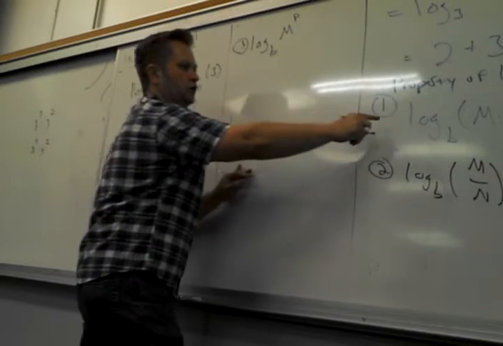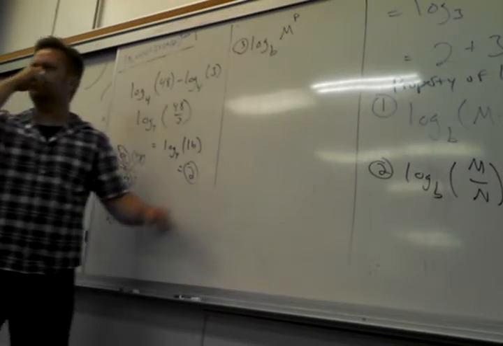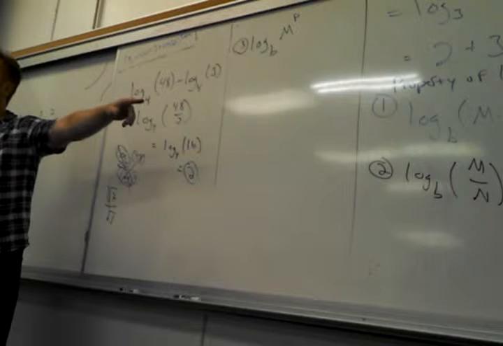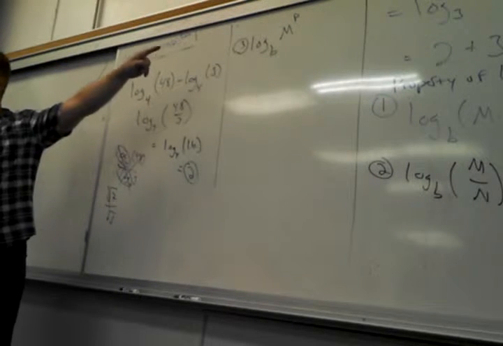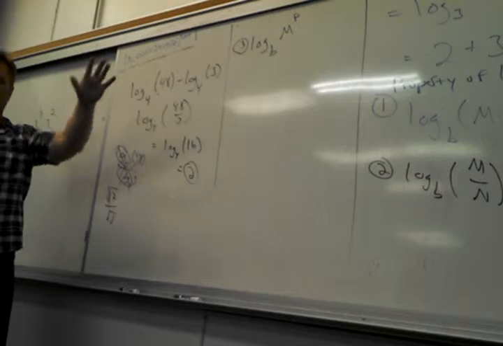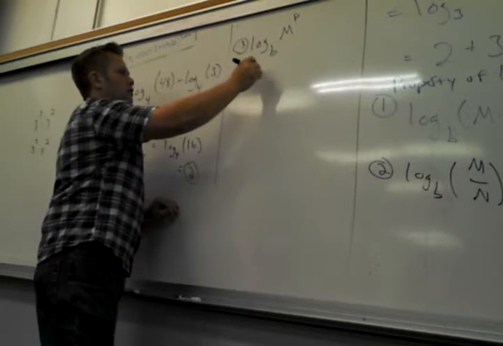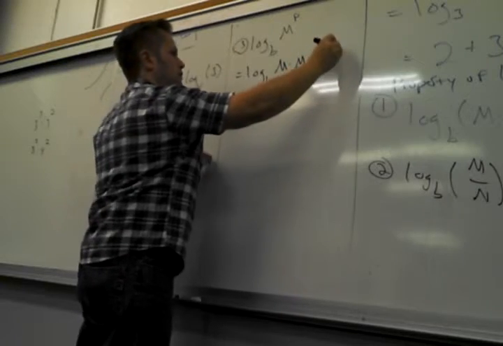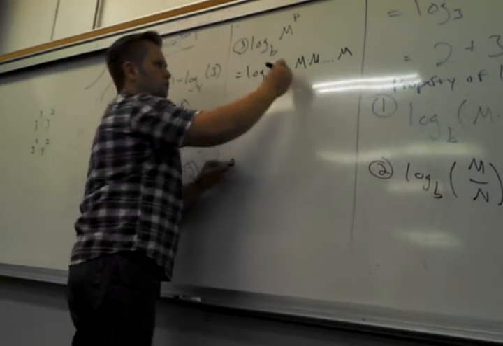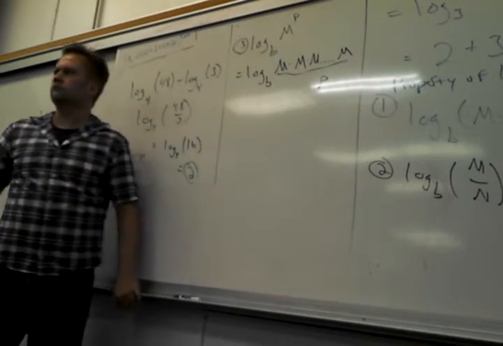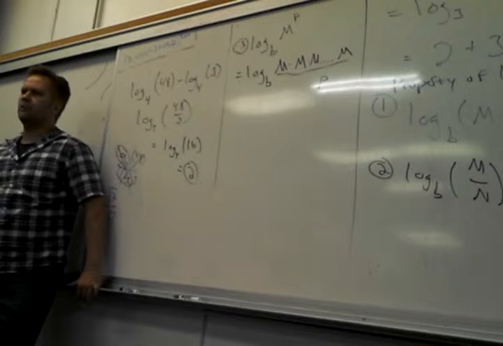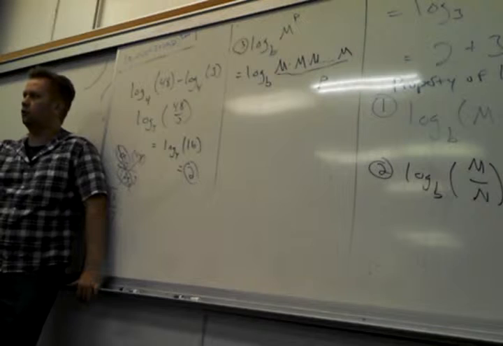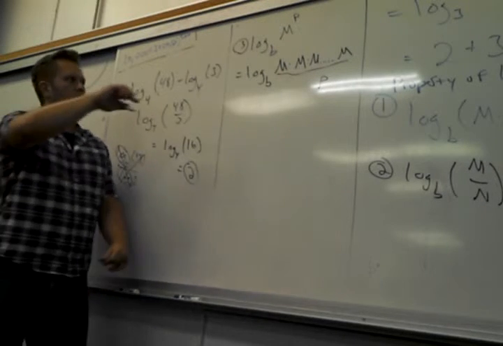How do I use property number 1 to help me with this? Property number 1 is all about what operation is inside. And what operation do I have inside? I have exponents, which are repeated multiplication. So I can write this as log base b of m times m times m, how many times? However many p is. Good, p of them. Stay with me now, I'm doing the derivation. You never do this middle work, I'm just showing you why it works.